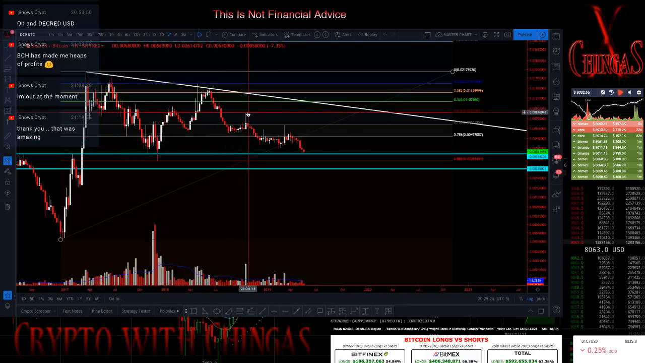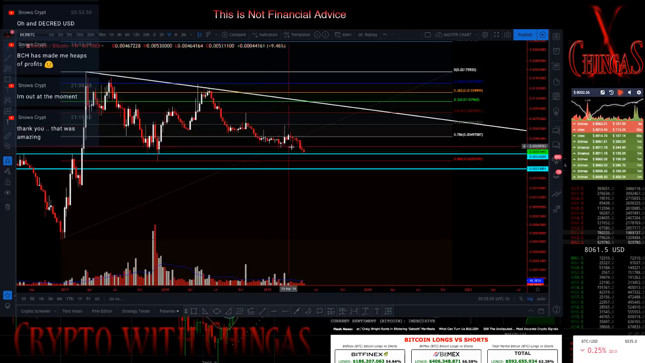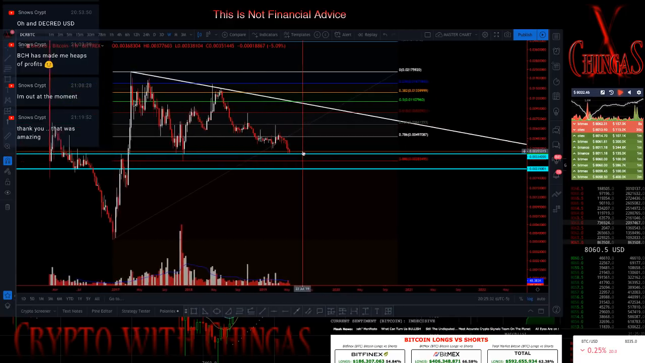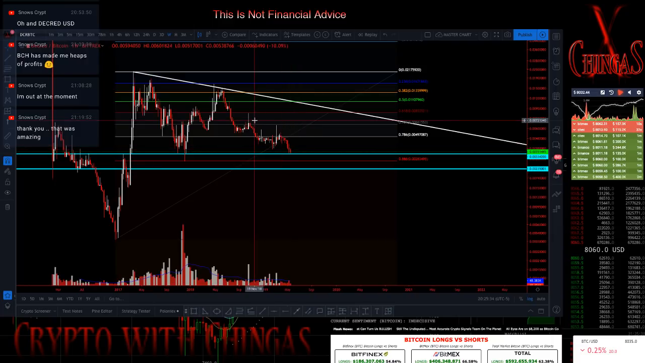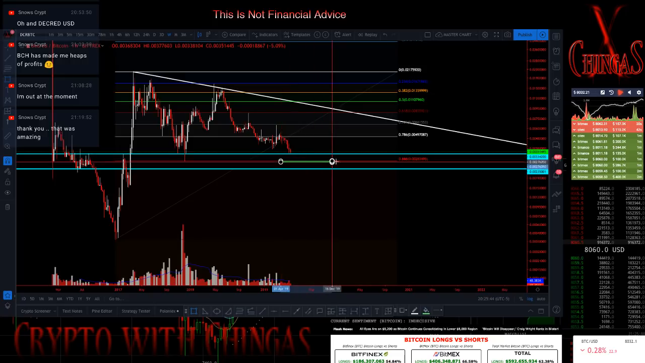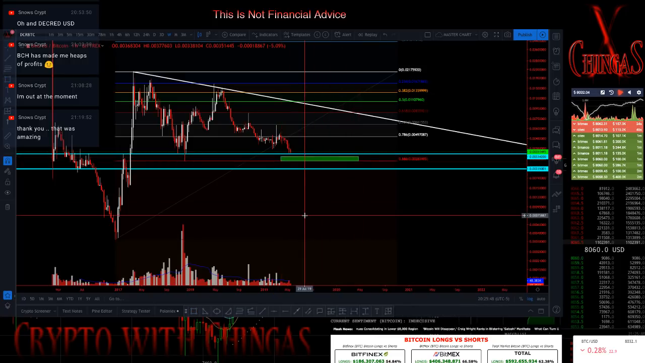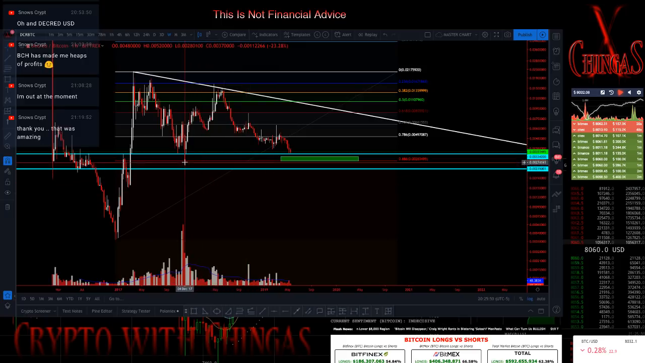Tested again, 618. 618 lost. Came back down. So another rejection to where? Right here. Double bottom. But what can we say is likely to happen? Anyone? Anyone? No. Okay. What I would say is likely to happen is a repeat of the past. One wick is all it takes.